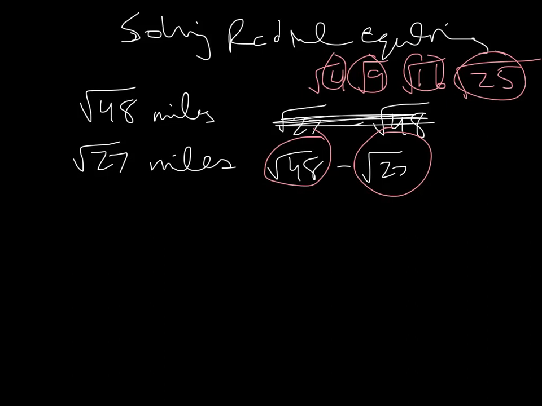Did any of those four numbers go into 48? Which one? 4. So we can do radical 4. Now, what times 4 equals 48? 12. So we've got 4 and 12.